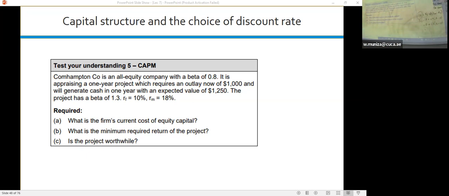Alright. Is the project worthwhile? It has a higher required return than the minimum required: 20.4, while the company's one is 16.4. Okay, your answer is right, but you have not made any calculation. From where are you going to include these calculations then? One minute. It's for the project.